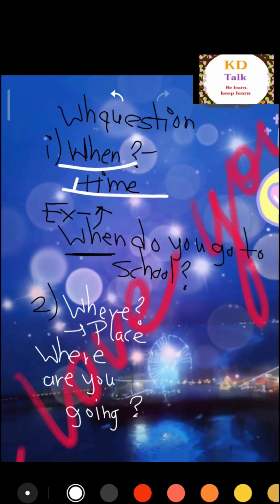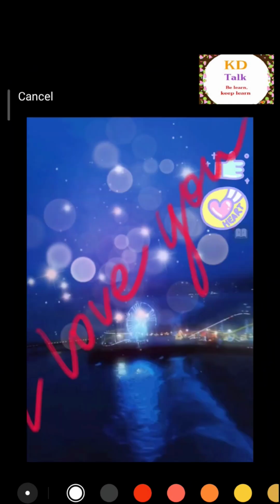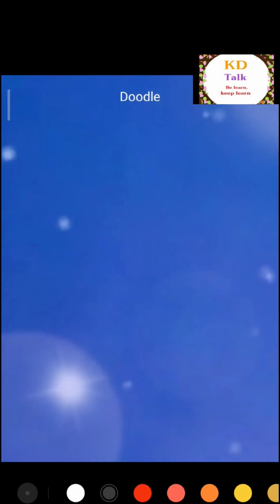Okay, now let's go towards the next one. When is used to ask about time, and where is used to ask about the place. We have seen the example of when and where. So I hope you understand this. Okay, third, we have seen two WH words. Third word is which. Let me write the use of which. Which is used to ask about the thing.